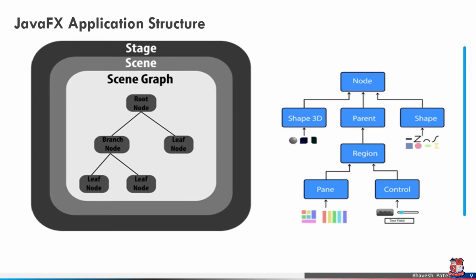The leaf node exists at the lowest level in the tree hierarchy. Each of the nodes present in the scene graph represents classes of the javafx.scene package. Therefore, we need to import the package into our application in order to create a full-fledged JavaFX application.